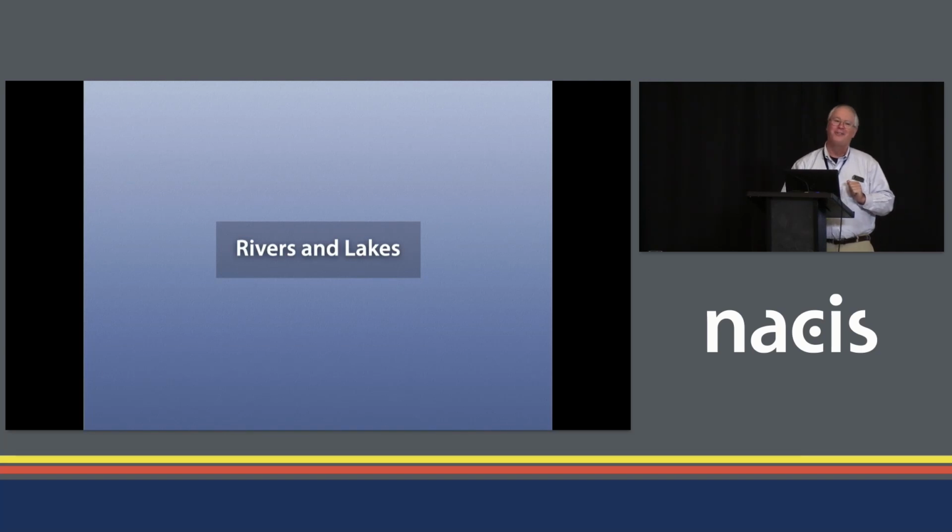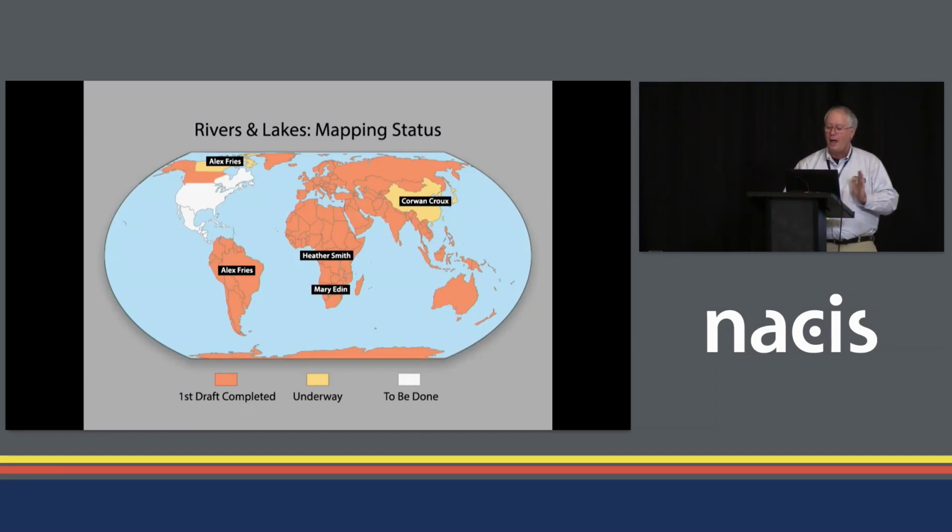Rivers and lakes. Okay, this is the big problem that we've been dealing with. There really isn't good public domain river data available, and I'll go through how we're working on that. First of all, we're not alone in doing this. Heather, Mary, Corwin, and Alex have been volunteers working on this. Thank you very much, you guys. You've been indispensable in this project.